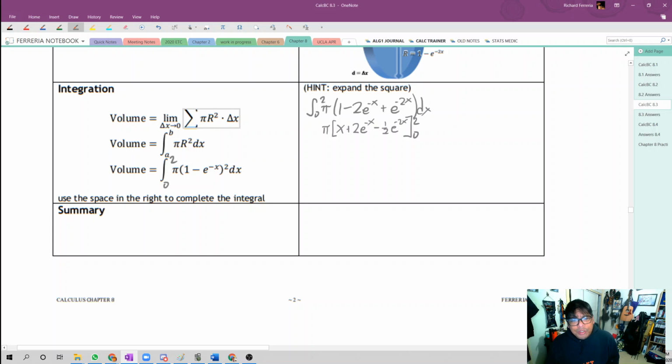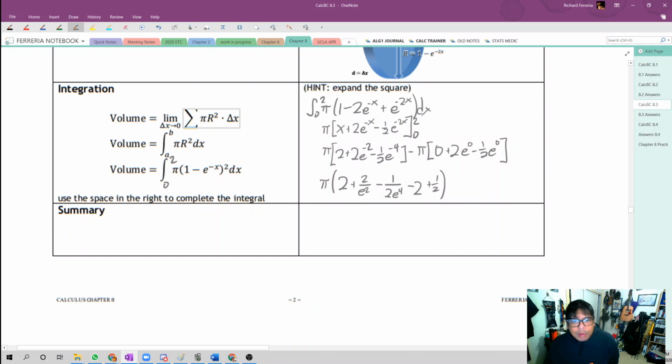And then we're going to substitute. So pi multiplied by 2 plus 2e to the negative 2 minus 1/2 e to the negative 4, minus pi, substitute as 0. That's 0 plus 2 times e to the 0 minus 1/2 e to the 0. Now be careful, because when you substitute a 0, you're not always assured that you're going to produce a 0 here.